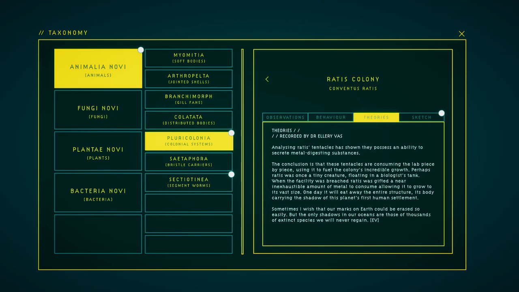Analyzing Raptis' tentacles has shown they possess an ability to secrete metal-digesting substances. The conclusion is that these tentacles are consuming the lab piece by piece, using it to fuel the colony's incredible growth.